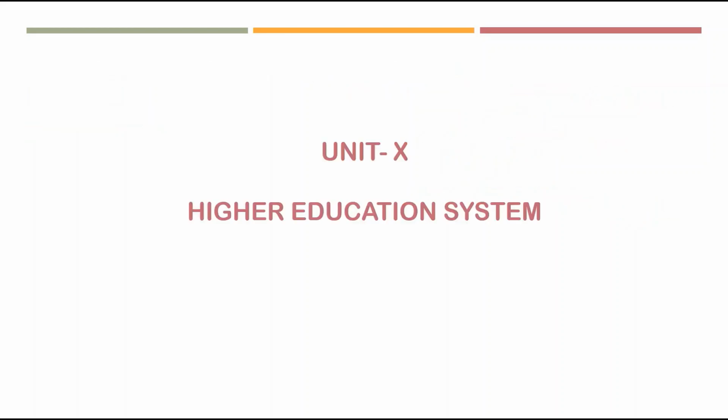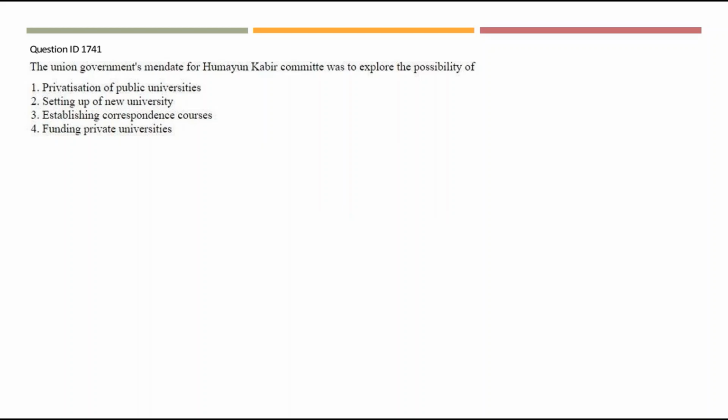Let's move on to Unit 10, Higher Education System. The Union government's mandate for the Humayun Kabir Committee was to explore the possibility of... The Humayun Kabir Committee said there should be provision for the spread of higher education even among those who do not have the chance to go for regular instruction in universities. It was passed as an amendment in the Delhi University Bill 1961. But the Union government's mandate for this committee was to explore the possibility of setting up a new university. Option number 2 will be the right answer.